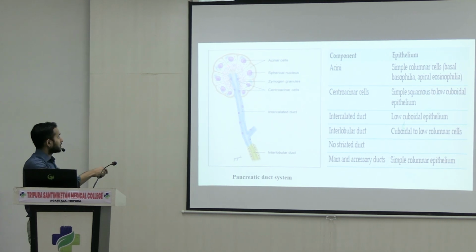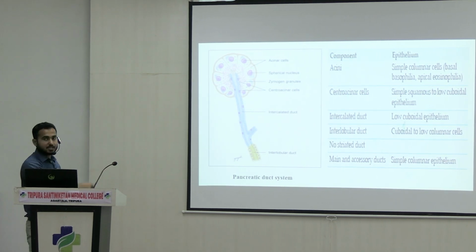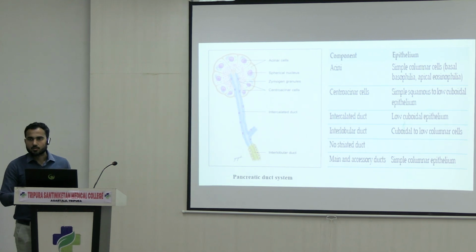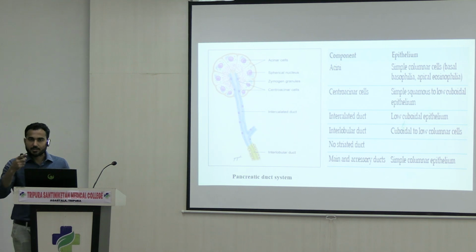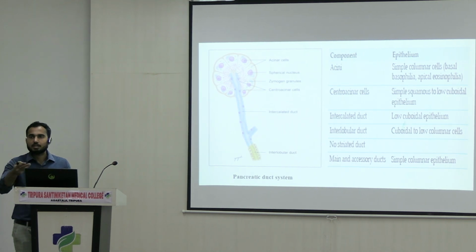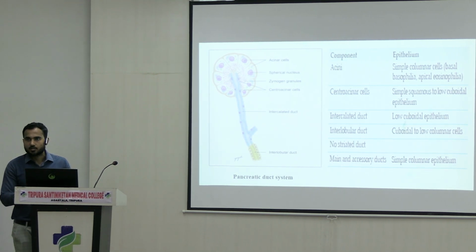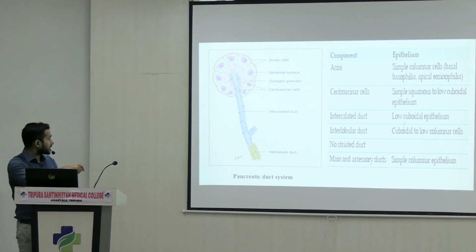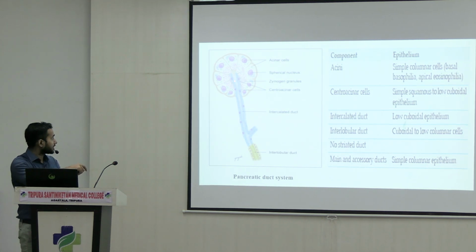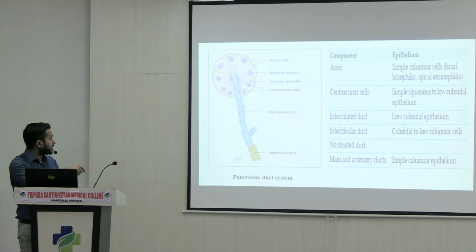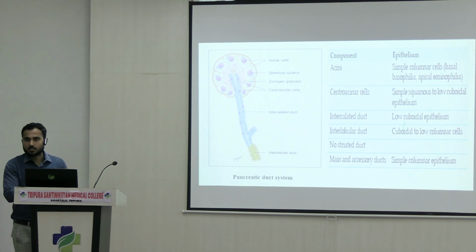Now these dot things, whatever you can see, these are the zymogen granules, which are present at the apical part of the cell. From these zymogen granules only, the enzymes are secreted. Now the enzymes which will be secreted, where will they go? They will go to the intercalated duct. As you can see, this is the intercalated duct. Now here you can see the duct is going inside the acinus.